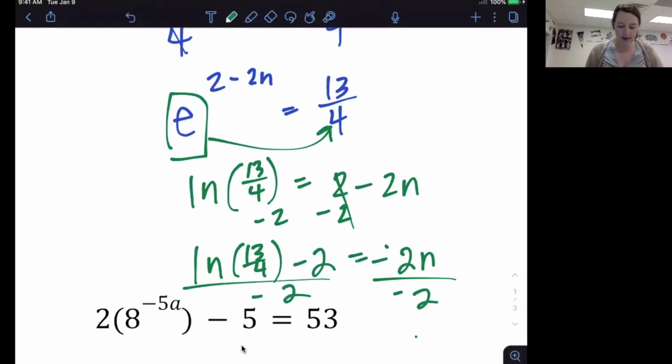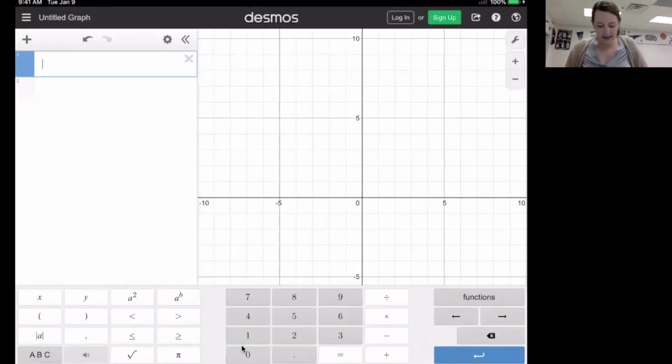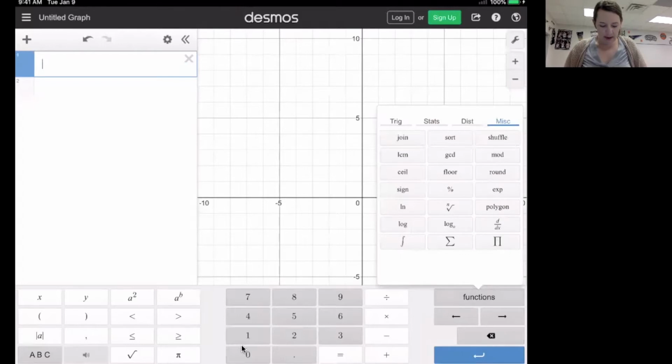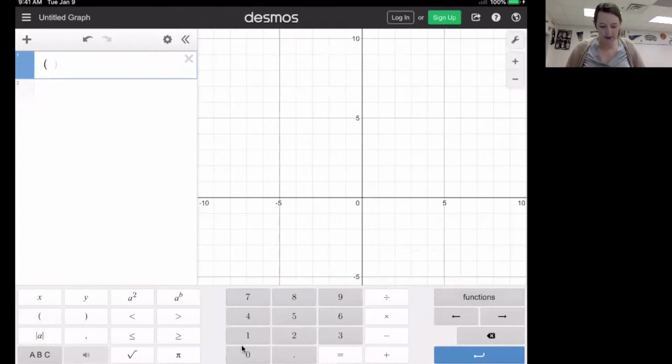So like I said, you can type it into your calculator and get a decimal and then move everything else away, or you can just type it all in at once. I'm going to type it in just like that. So we're going to go ahead and type the whole thing into Desmos. I need to make sure and put my numerator in parentheses.